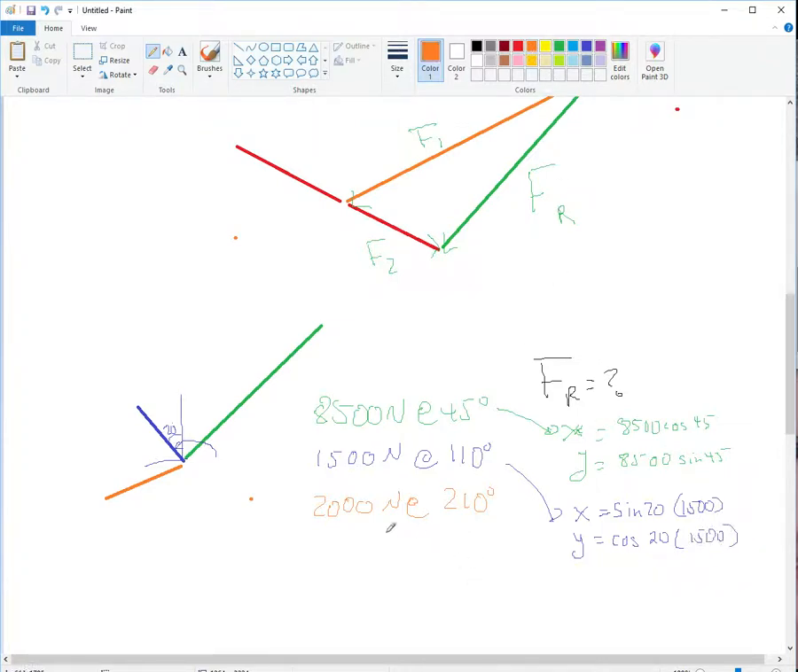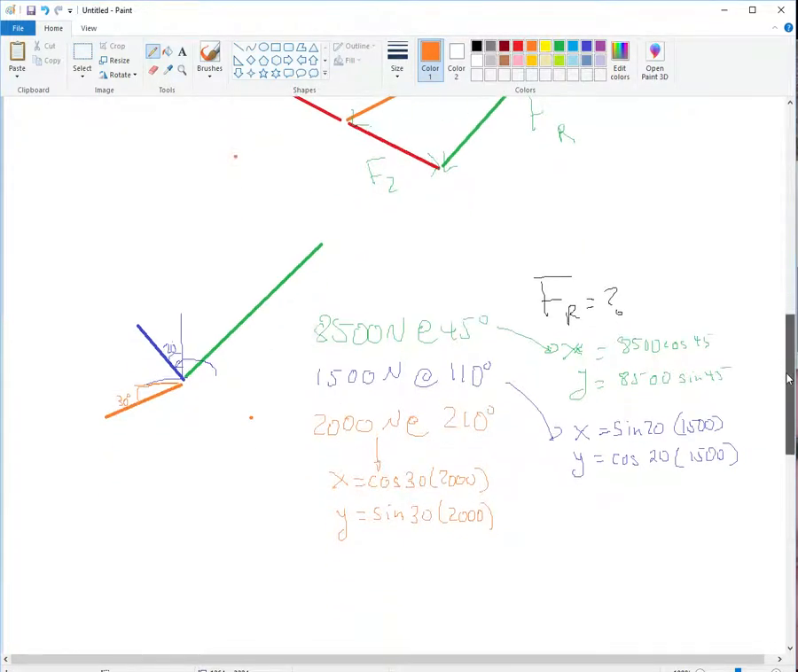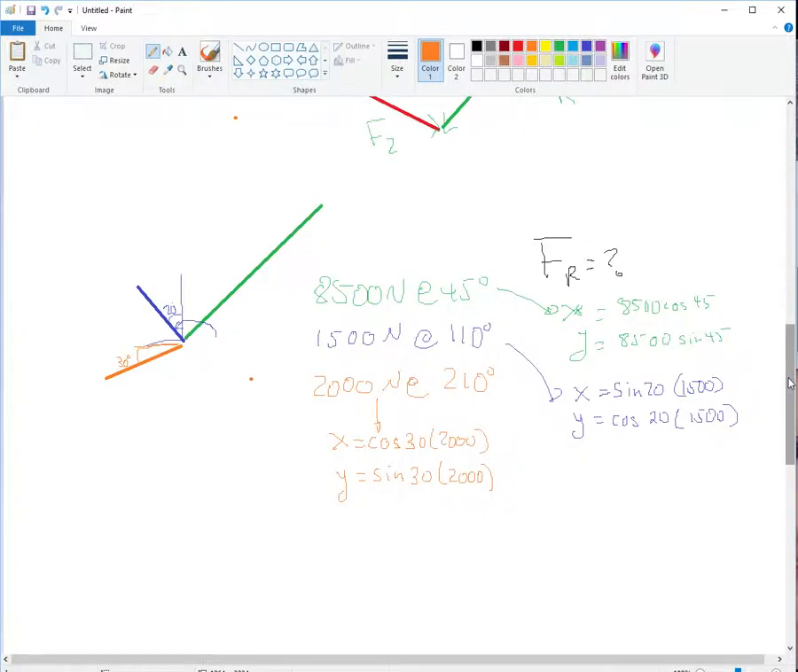And then you have our amber one, which is going to be down here. Now, because it's 210 degrees, we know that this is 30 degrees. The x measurement is going to be cos of 30 times 2000. And then the y measurement is going to be the sine of 30 times 2000. Okay, let's do some quick calculations here. Let me grab my calculator to make life a little bit easier.